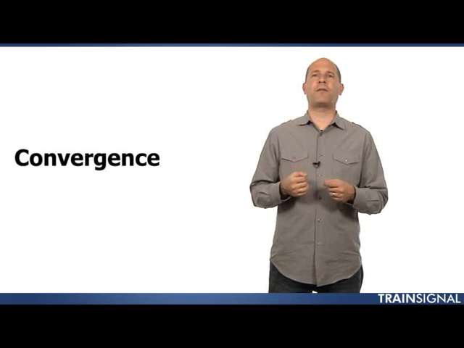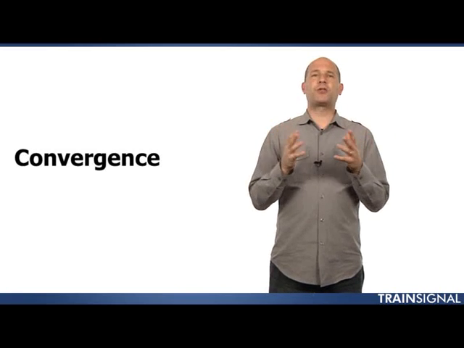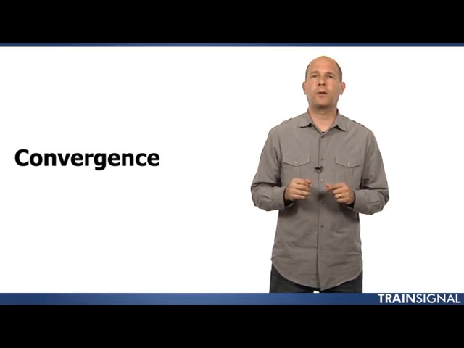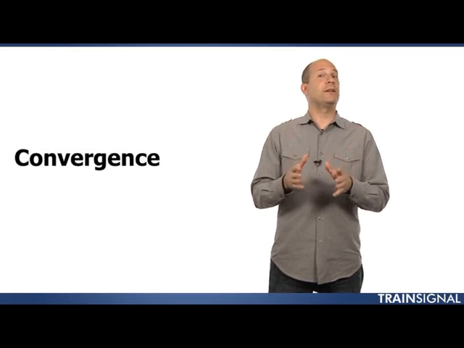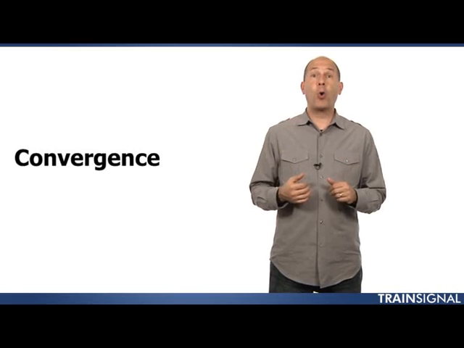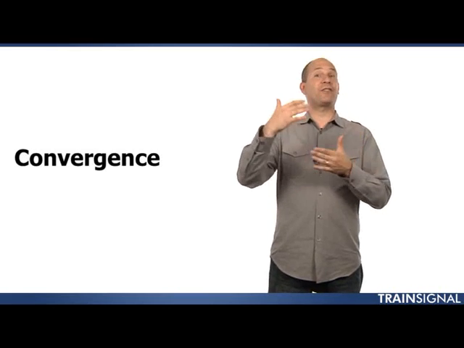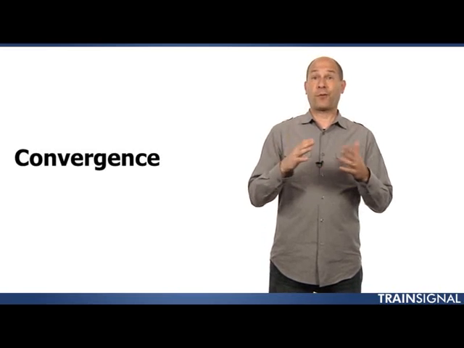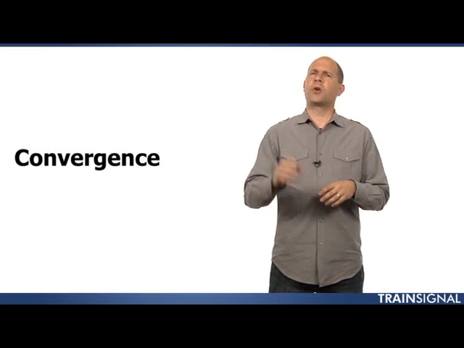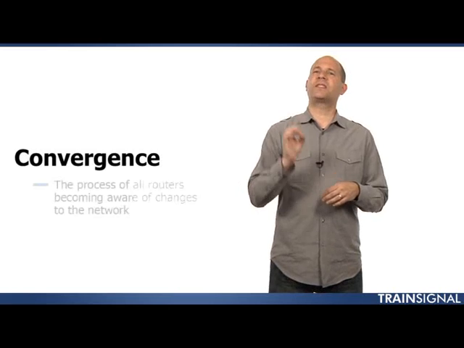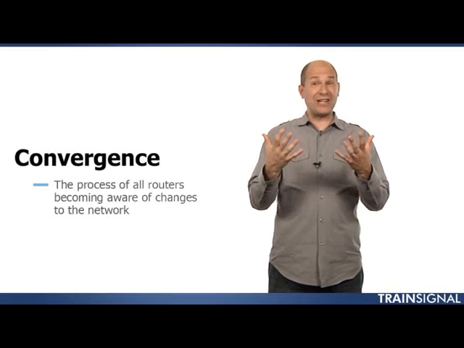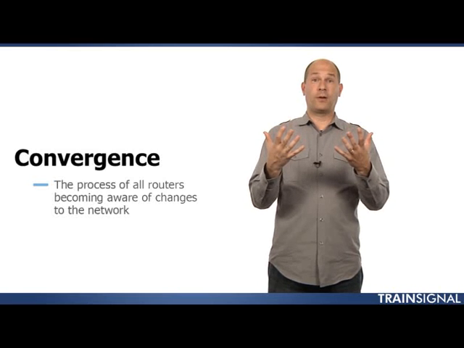Or it could be the deletion of a router. Or maybe it's just some kind of a change in the metrics or the paths as far as how data is going to travel around your network. Whatever the change is, remember, all routers have to have some kind of change potentially to their routing table in order for things to work. So convergence is the process of all routers becoming aware of changes to the network.